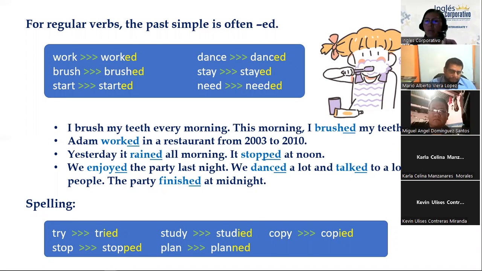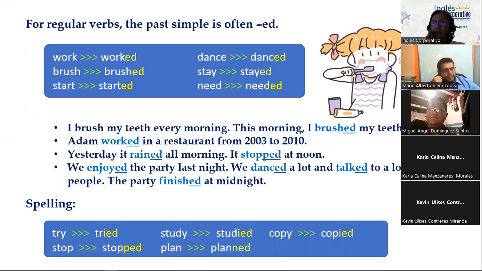Copy, copied, stop, stopped, plan, planned, right? So there. Teacher, pero ¿qué sucede con stop? ¿Qué sucede con planned? Well, in that case, guys, we consider the first as one sound. Es como un solo sonido, right?